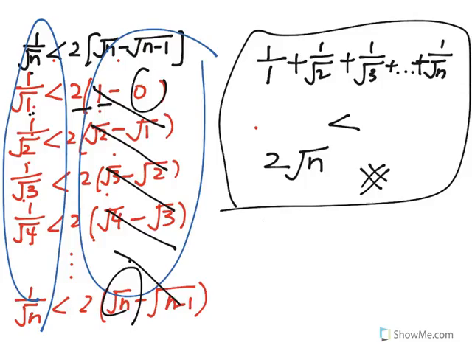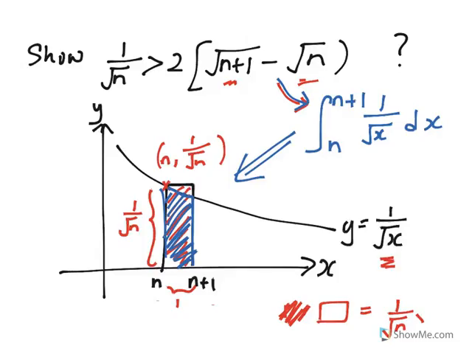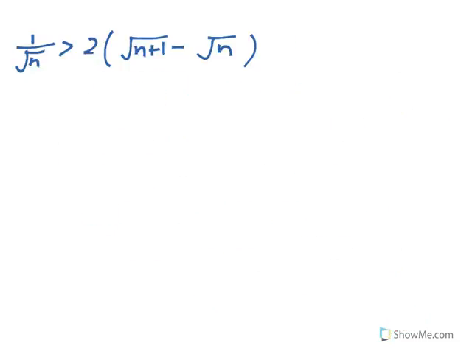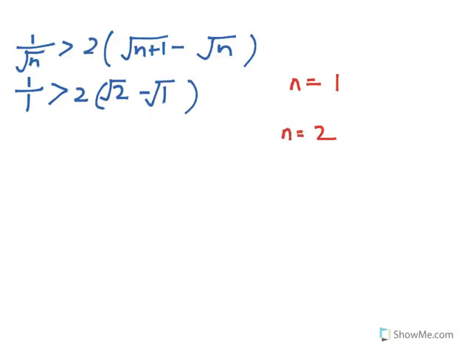Can you see what I do? I let n equal to 1, n equal to 2, n equal to 3. So it's the same old grandmother story. I just let n equal to 1. You have 1 over 1, right? Greater than 2 times square root 2 minus square root 1. Okay, I'll purposely write in column form so you can see I'm doing some sort of method of differences. So this is n equals to 2.